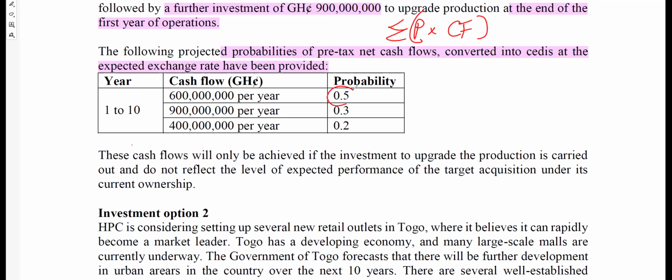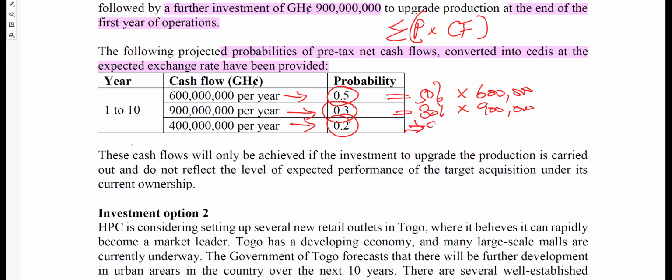Say there's a 50% chance that I'll make 600,000 every year, a 30% chance that I'll make 900,000 every year, and a 20% chance that I'll make 400,000 every year. So in effect, I'm going to make 50% of the 600,000, equivalent to 30% of the 900,000, and then 20% of the 400,000. If I do all this, the total sum of it is the expected cash flow I should be expecting. Make sense?